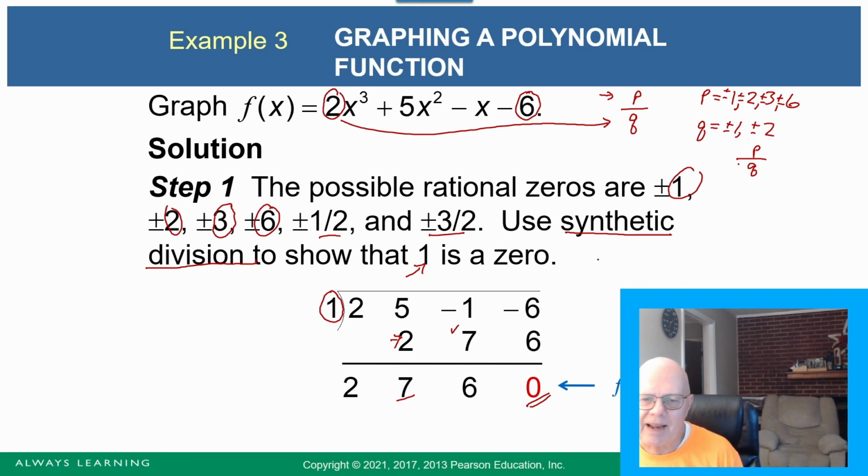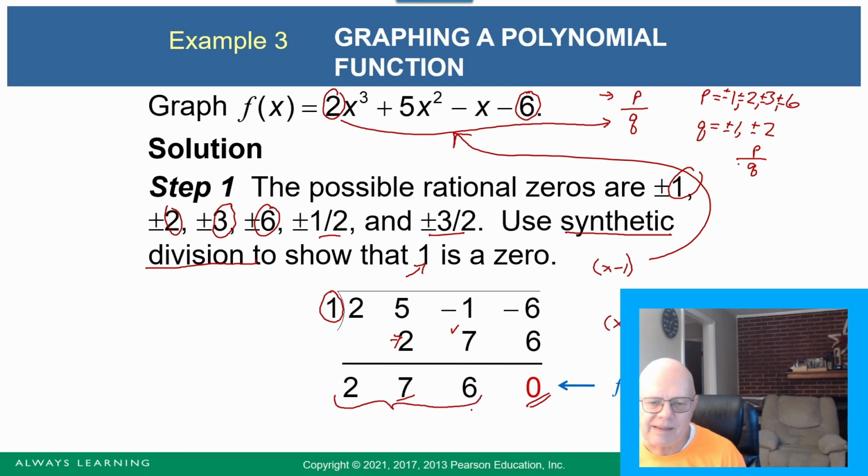That also means that x minus 1 is a factor of this function. And it also means that the function is going to look like this. You found that that's a factor. And if you look at the bottom of the synthetic division, remember, this is the constant, this is the x term, this is the x squared term. So your second term would be 2x squared plus 7x plus 6. And you should be able to factor that. If you can't factor it, use the quadratic formula.